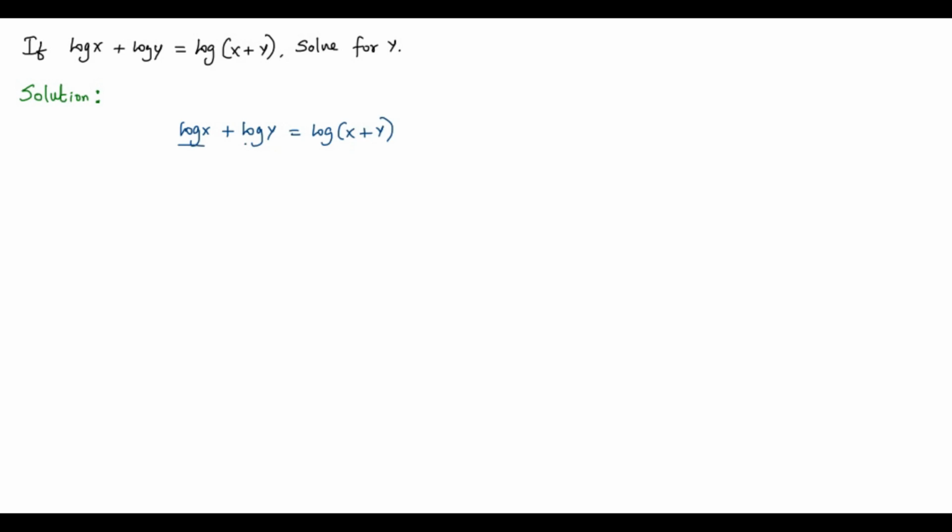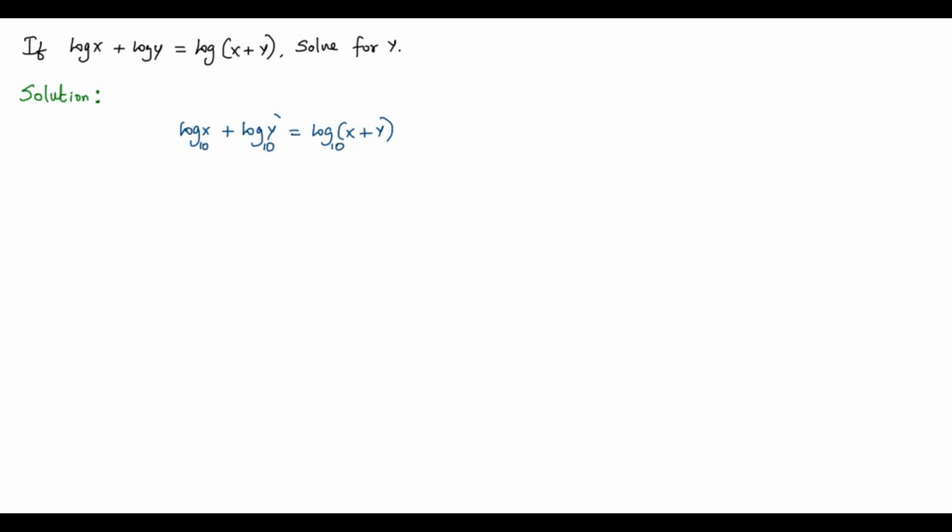Okay, here we have three logarithms. For all the three logarithms, the base is not given. Okay, if the base is not given, we have to understand there is common logarithmic base 10. So we can take the common logarithmic base 10 for all the three logarithms.